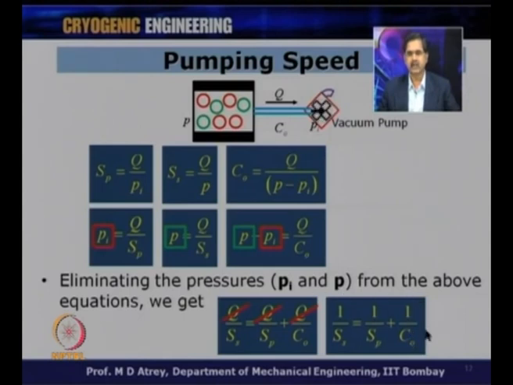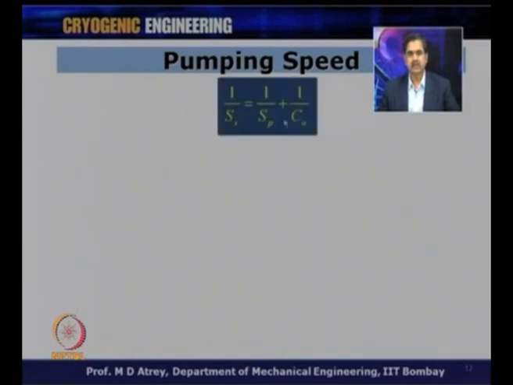Now, this is a very important relationship which connects the system pumping speed to the pump speed and to the conductance of the pipe which is going to be connecting my pump to the system. These two together determine my system pumping speed. So this is a very important relationship if I want to design a particular vacuum system to get a particular SS: I will have to worry about both these parameters, SP as well as C0. Let us see how they show up. This is my relationship: 1 upon SS is equal to 1 upon SP plus 1 upon C0.